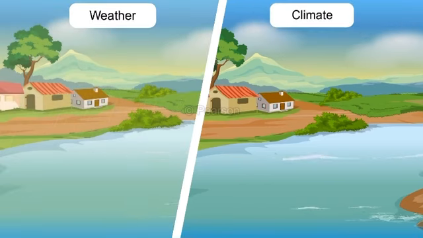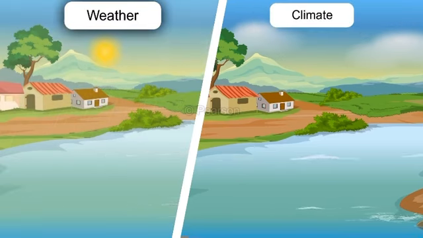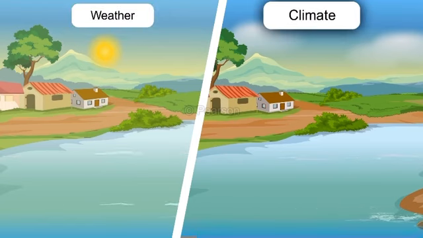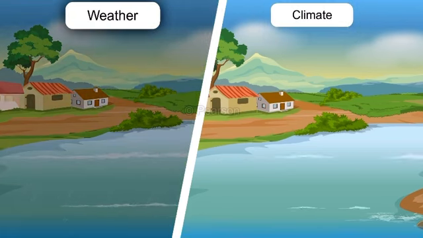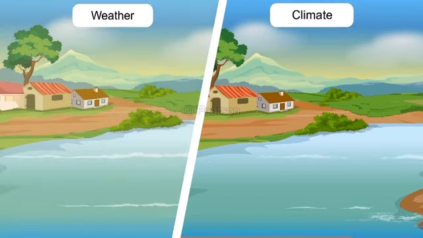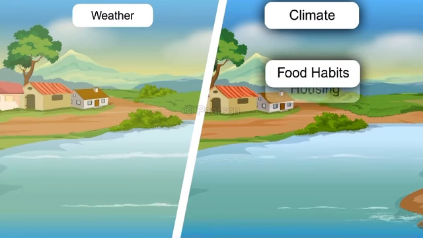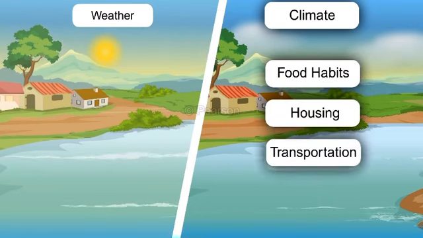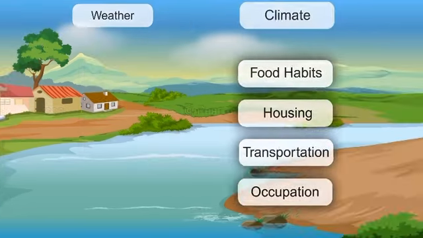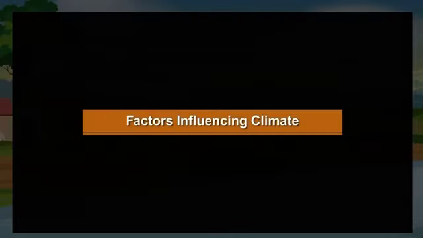2. Weather of a place may change many times in a day, while climate changes after a very long period of time. 3. Weather affects the daily life of people, while climate affects the food habits, housing, transportation, and occupation of people. Factors influencing climate.